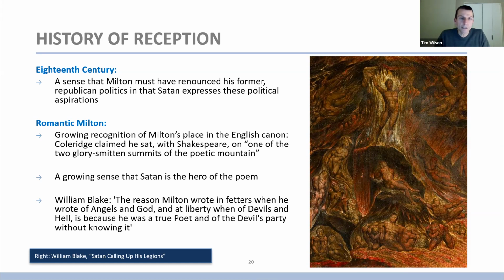So Blake wrote, and this is quoted also in your essay topics, right? The reason Milton wrote in fetters when he wrote of angels and God, and at liberty when of devils and hell, is because he was a true poet and of the devil's party without knowing it.